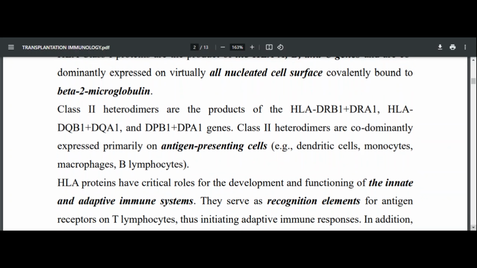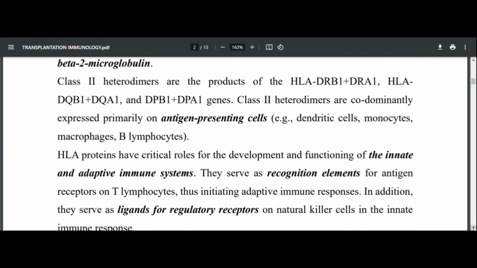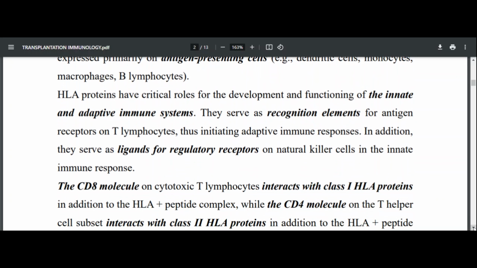HLA proteins have critical roles in the development and functioning of the innate and adaptive immune system, and they also serve in recognition of antigen receptors for T lymphocytes, initiating, of course, the adaptive immune response. In addition, they serve as ligands for regulatory receptors on natural killer cells in the innate immune response, because the natural killer cell is involved in innate immune response.